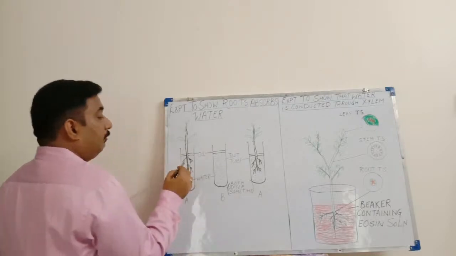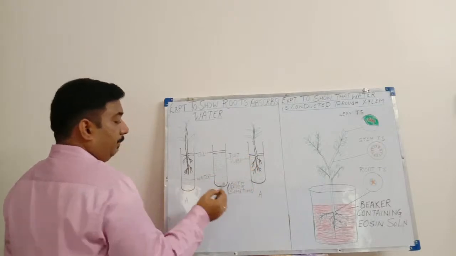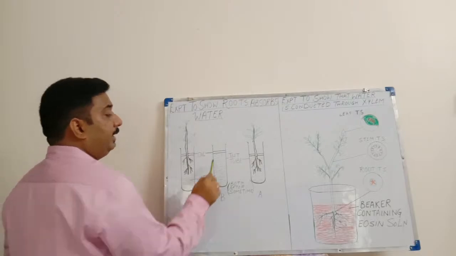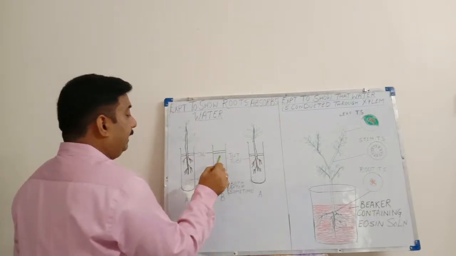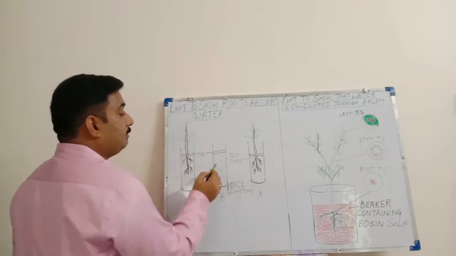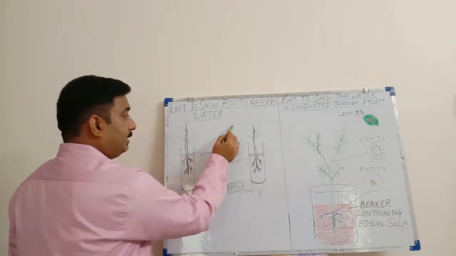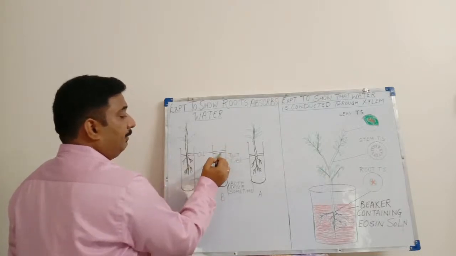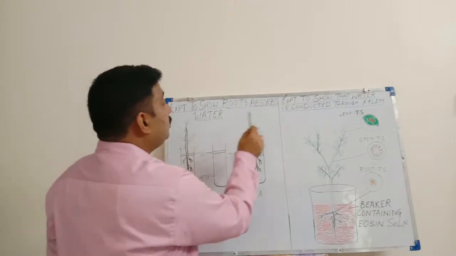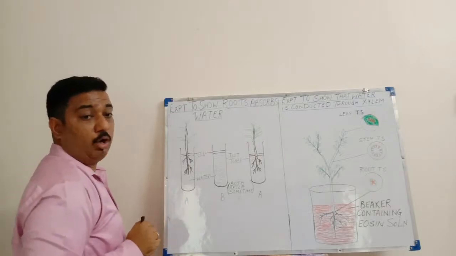Okay, now what will happen? We will find there is a decrease in the level of water. But what will happen to the second test tube? In the second test tube, we will find there is no decrease in the level of water. Why is there no decrease in water? Because water has not been absorbed by the roots, and no surface evaporation is taking place since we have used oil here. Okay, so this proves that roots absorb water. Roots are the basic organs for absorption of water.